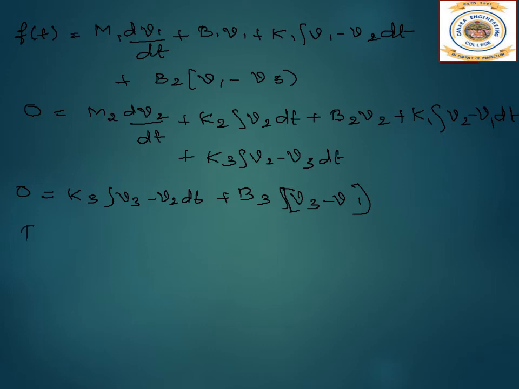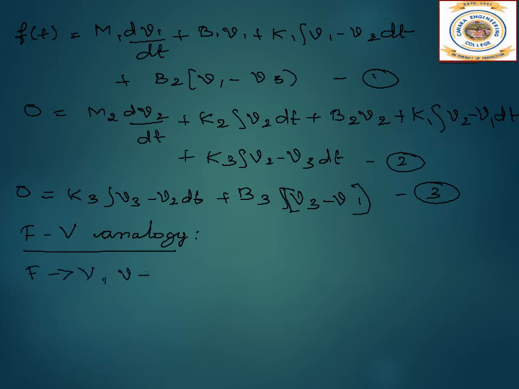Now let us write the force voltage analogy. I'll consider these as equations 1, 2 and 3. Here we know that force is analogous to voltage, velocity is analogous to current, m is analogous to L, b is analogous to R, and k is analogous to 1 by C. So let us substitute this in the above three equations.